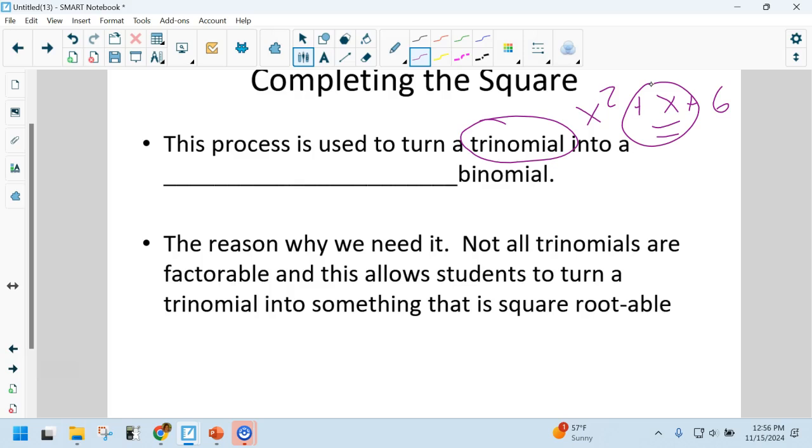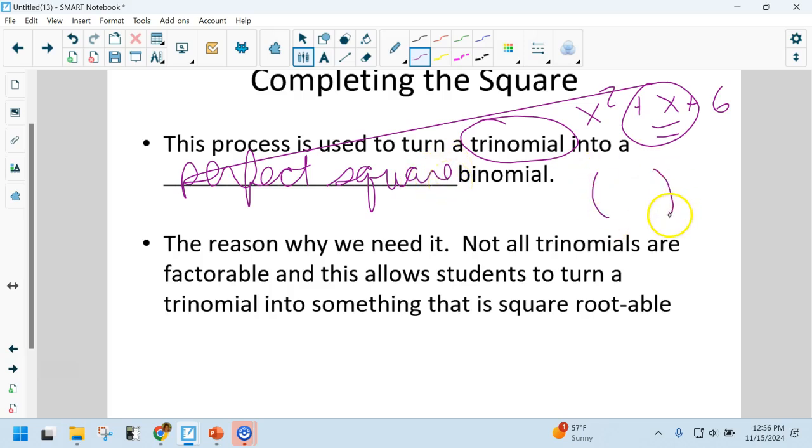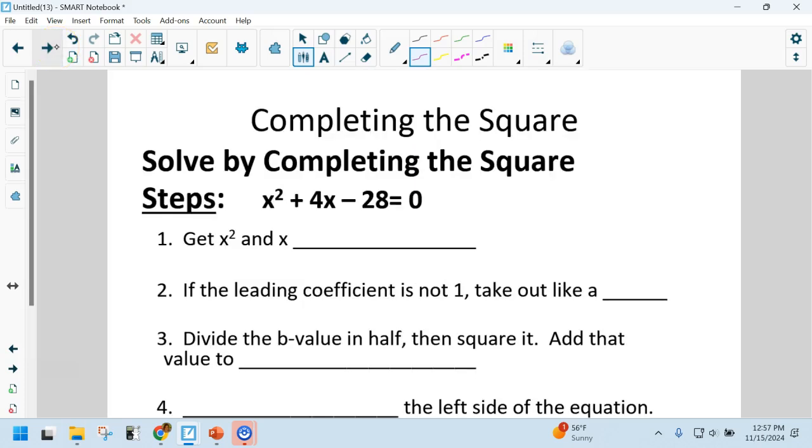So this is a process that we use to turn a trinomial into what we call a perfect square binomial. In other words, we're going to turn it into some x value plus or minus something, squared. And again, the reason we need it is we're not always going to be able to factor trinomials as much as you guys have practiced. So this will allow you to turn the trinomial into something that we can then take the square root of. Okay? So here's how we're going to do that.